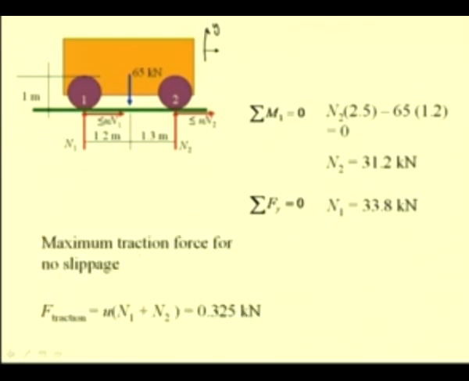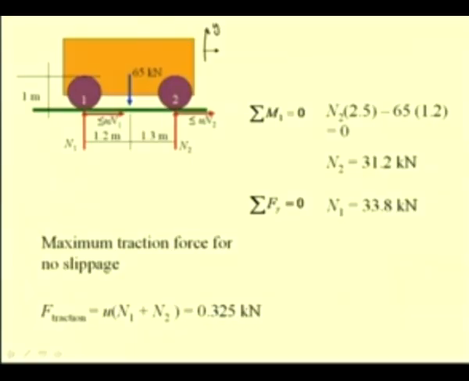So, we find the total traction force that can exist without slipping is mu N1 plus mu N2, that is mu times N1 plus N2, which is equal to 0.325 kilonewtons. So, this is the maximum frictional force that is available, and so the traction force cannot exceed this value. So, let us see what the rolling resistance is and see whether that is less than this maximum available traction force.